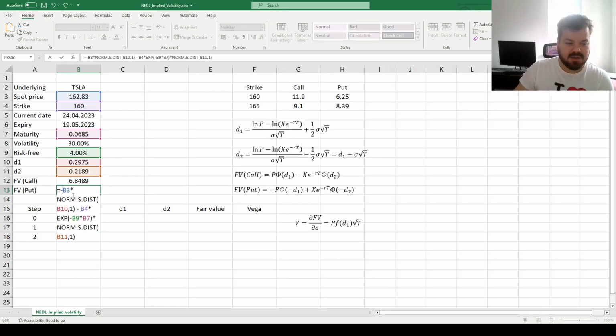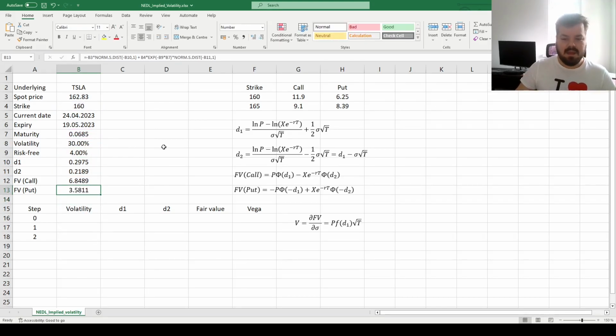So we change this plus into a minus, this plus into a minus, this minus into a plus, and this plus into a minus to reflect the put-call parity condition. And that produces a very similar picture. The fair value of the put is much lower than the market price for the put at 160 strike if we assume a volatility level of 30%, again, meaning that the implied volatility level is much higher than 30%.